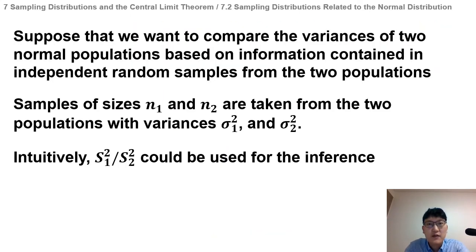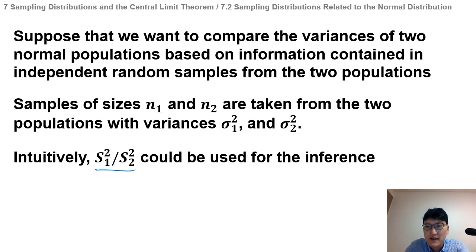And suppose that we want to compare the variance of two normal populations based on information contained in independent random samples from the two populations. Samples of size n1 and n2 are taken from the two populations with variance sigma 1 square and sigma 2 square. Intuitively, S1 square divided by S2 square could be used for the inference about the variance term. So the next question is, what would be the related distribution?